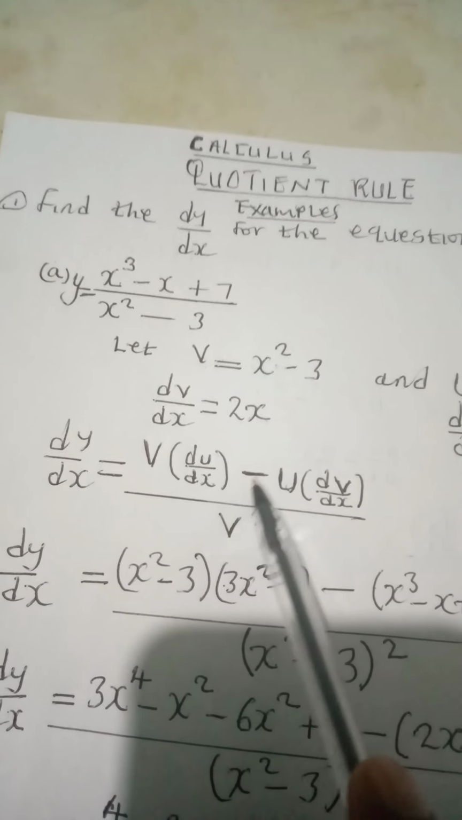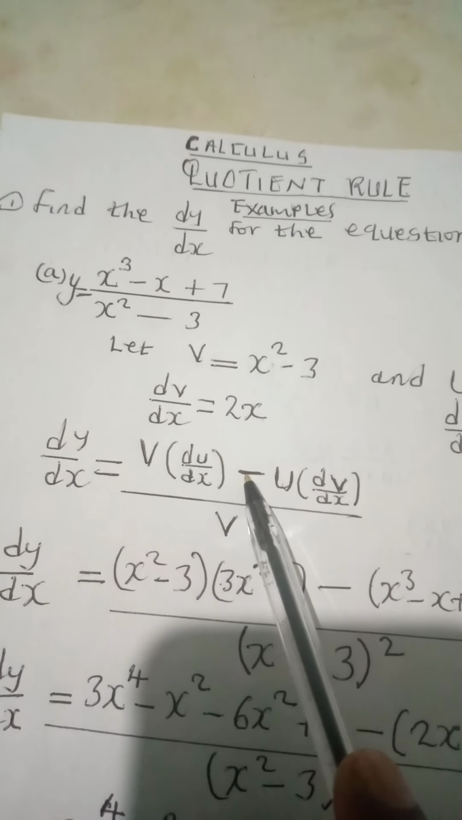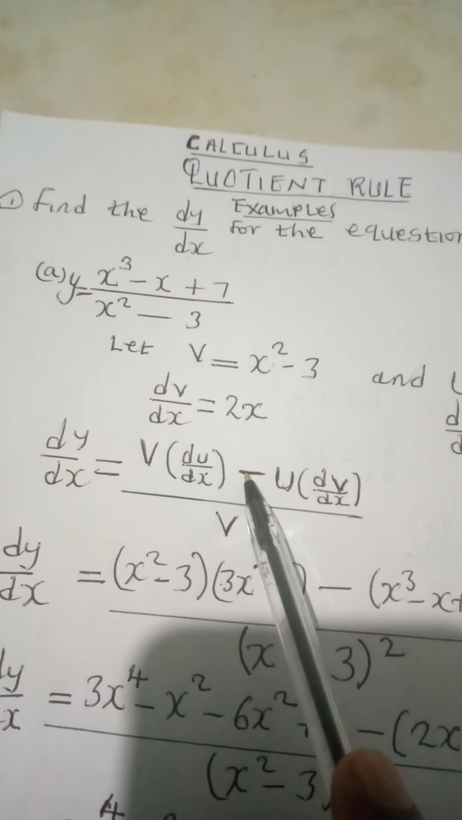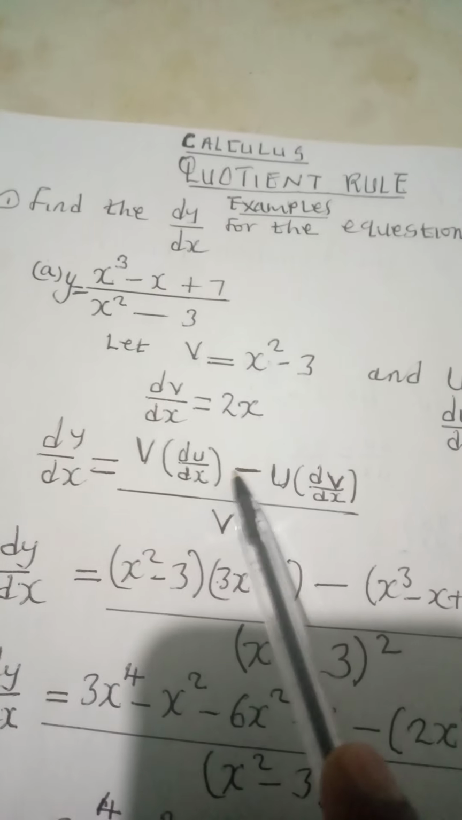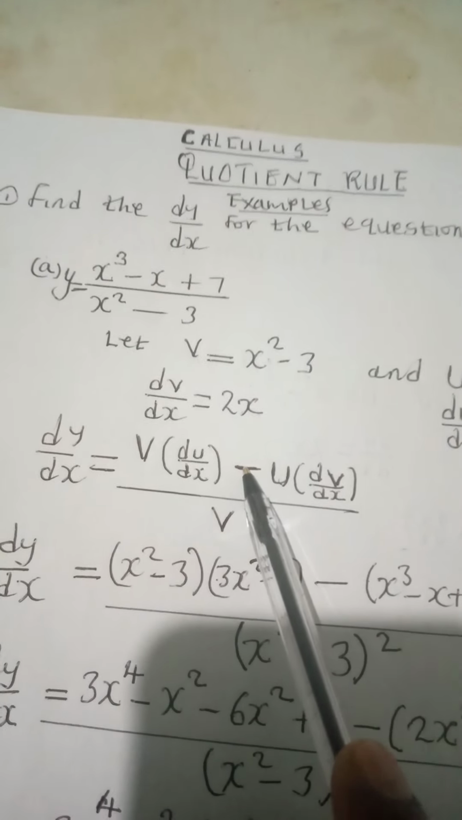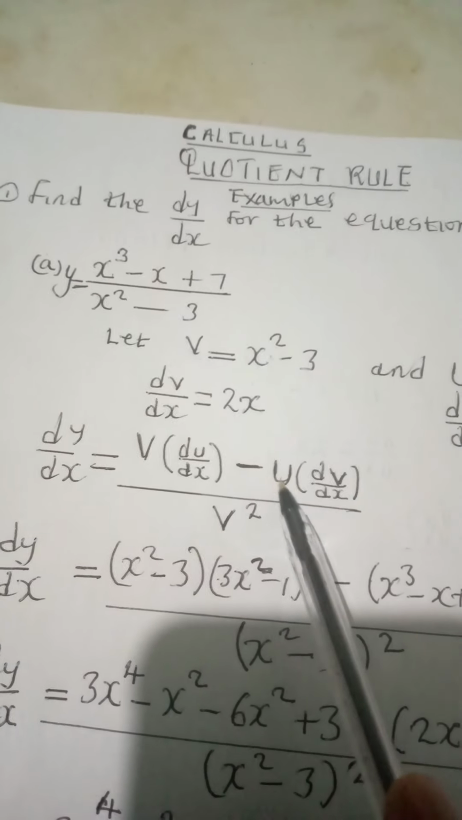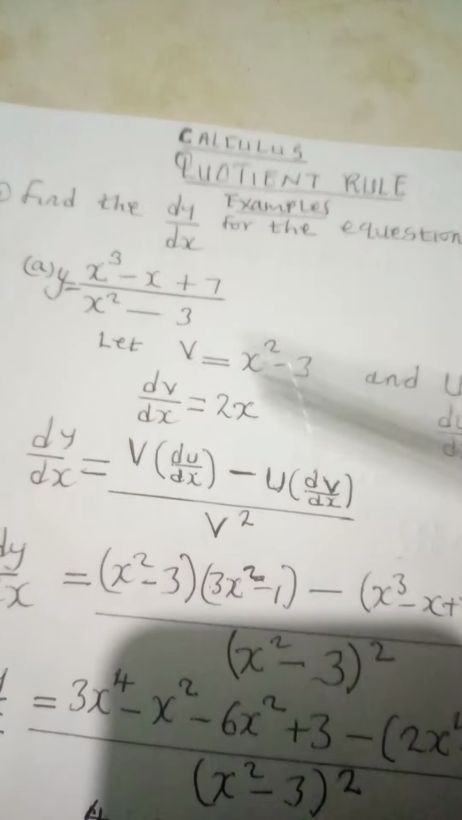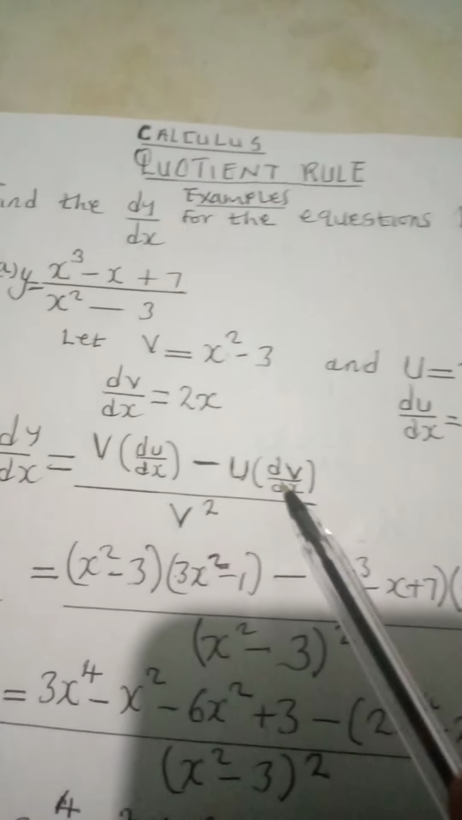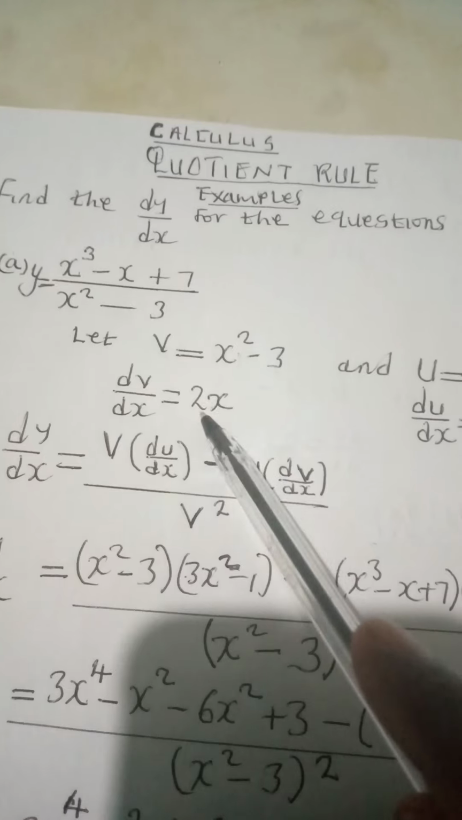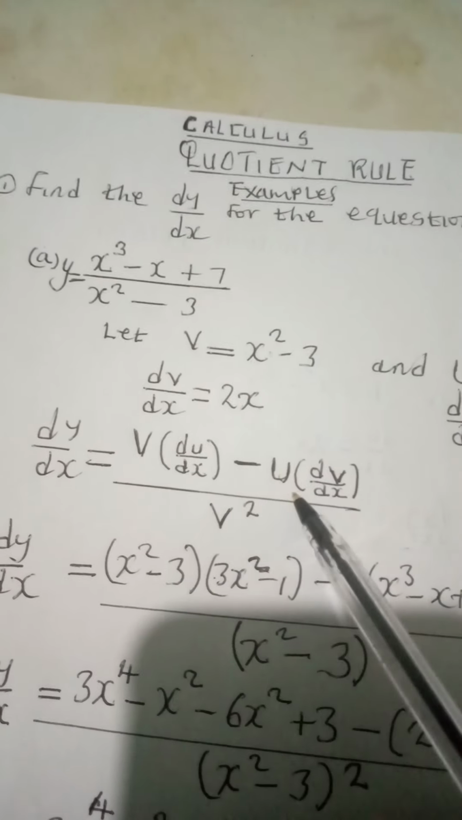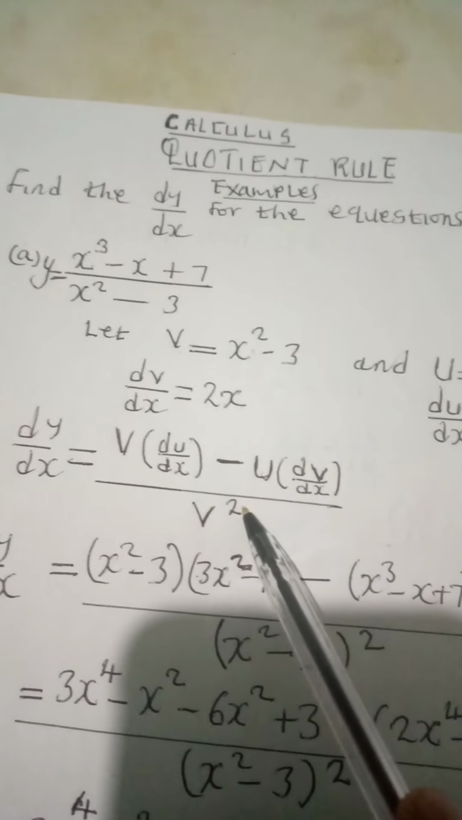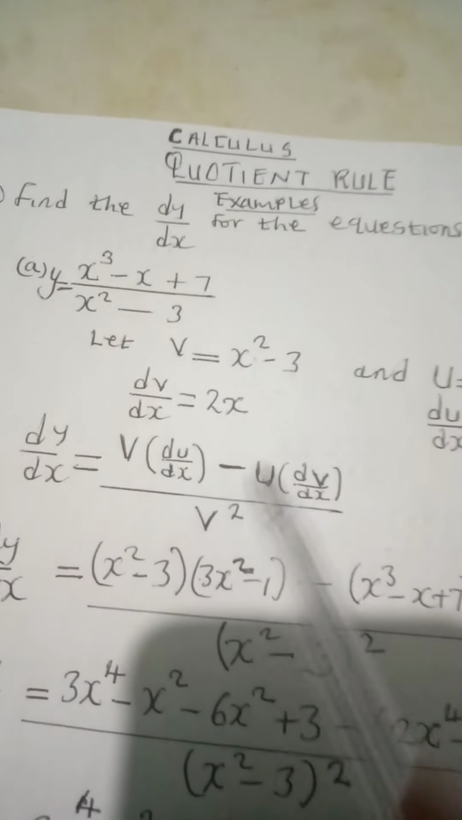If you want to know how this minus came about, remember when you are looking at indices, division, when you are dividing numbers of the same base, you subtract. Okay. Then you say minus u. You say minus the u, this u, the function on top, times dv/dx, where your dv/dx is this, over your denominator squared, where your denominator is v, this v squared.